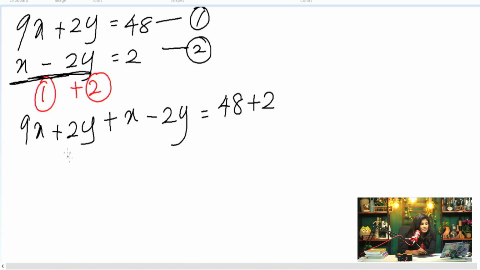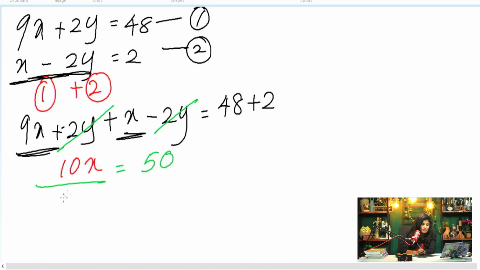Okay. So 9x plus x, simplifying this one. 9x plus x means, yes, 10x. Positive 2y, negative 2y. What's happening? Again simplifying, no? Okay. No 2y is there now. 48 plus 2 means, yes, that is 50. Dividing both the sides by 10.